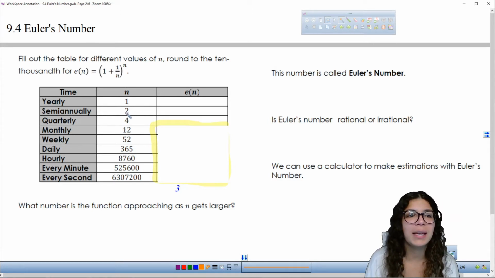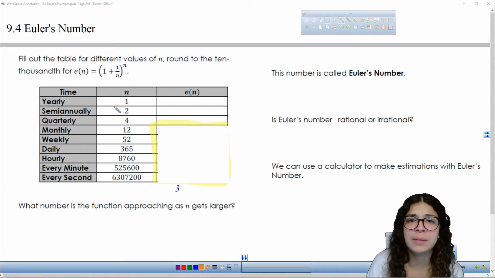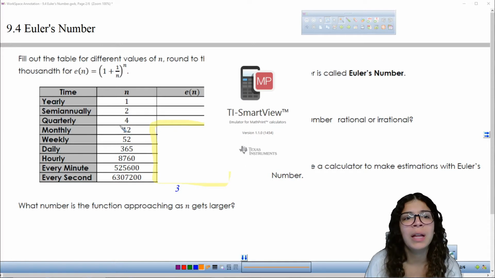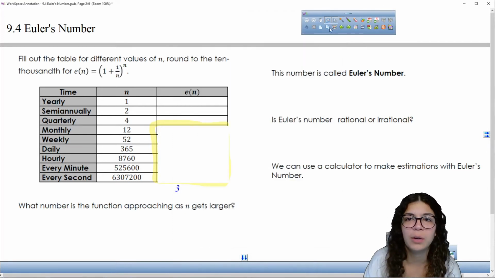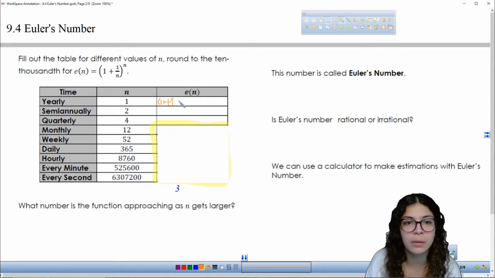So let's go ahead and say that the amount of times that we are compounding this in the year, let's say that that was just 1, right? We give the interest on the account just 1 time in the year. So that would obviously make n be 1, and so then we would be doing 1 plus 1 over 1 to the power of 1, which is 1 plus 1, which is 2, and then 2 to the power of 1, of course, is just 2.